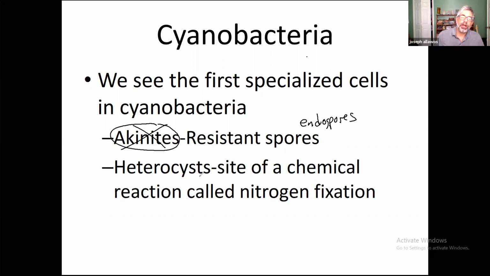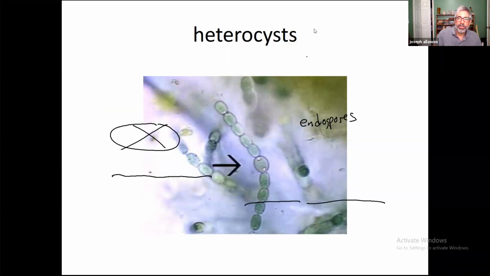The one specialized cell that I want you to know, though, is this thing called a heterocyst. And the heterocyst is a specialized cell where a particular chemical reaction occurs, and that particular chemical reaction is called nitrogen fixation. I know it sounds like some sort of neurosis that a human might have, but it's not. It's actually a very important and useful chemical reaction. And the chemical reaction involves making nitrate from nitrogen gas. And so we can take a look at that, and we'll look at some specializations here.